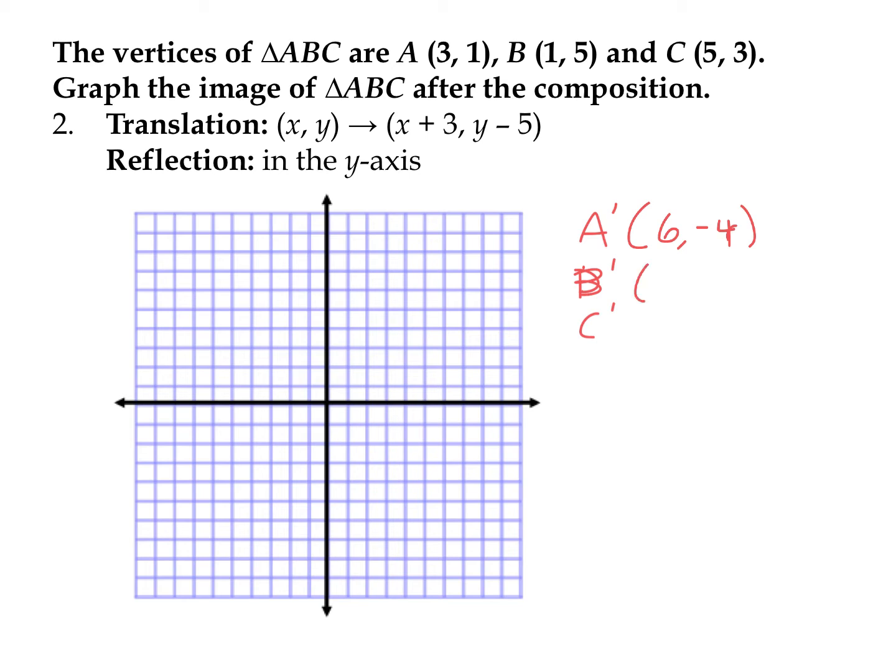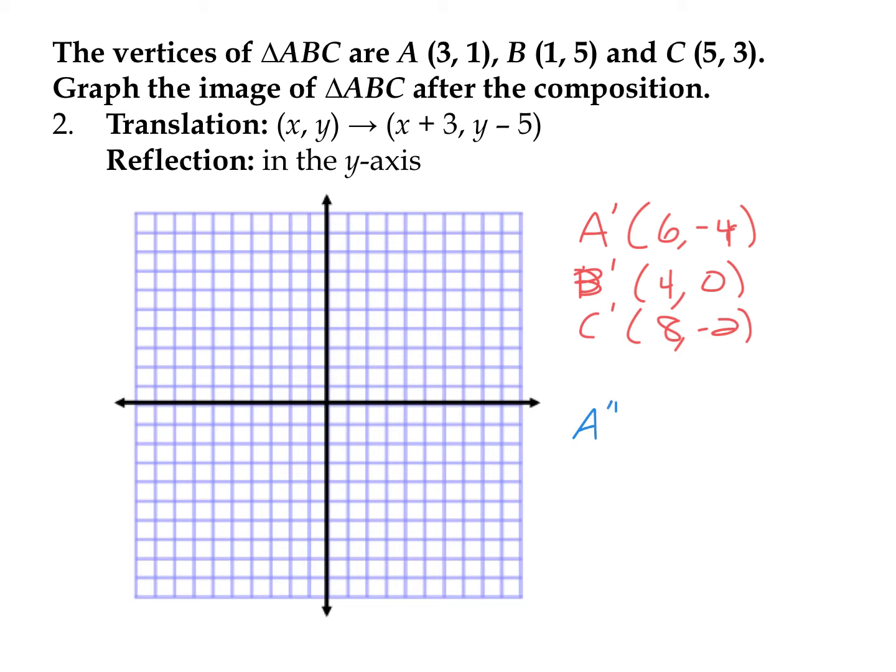x value plus 3, so 1 plus 3 is 4, minus 5, that's 0. And then C prime, 5 plus 3 is 8, and then 3 minus 5, negative 2. So you don't necessarily have to graph this. I think it can be useful if you wanted to graph this and then graph each image, because you can make sure that it looks about the same. Does it look like the triangle is staying congruent? Because it should be. That way you might see if you make a mistake somewhere. Okay, but I'm just showing you different ways to do these.